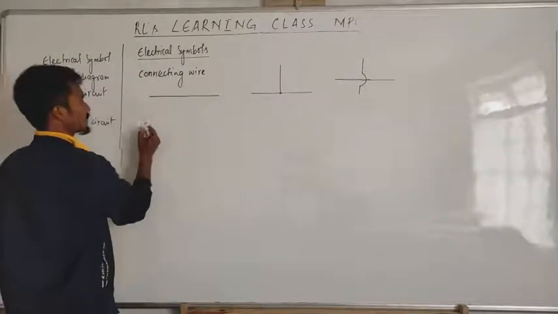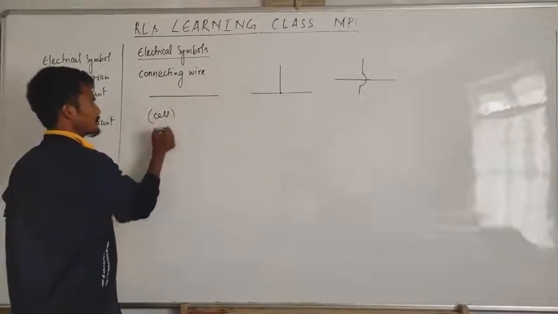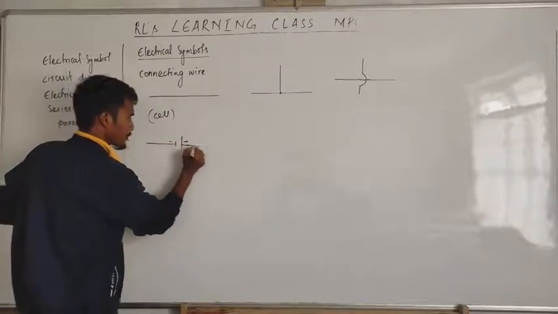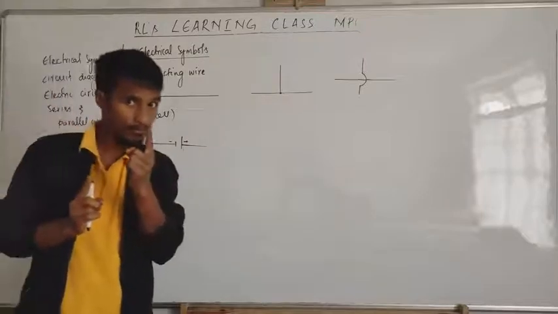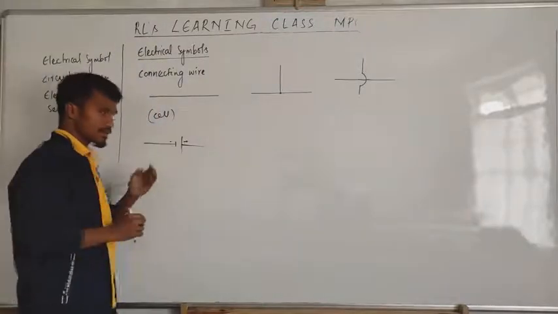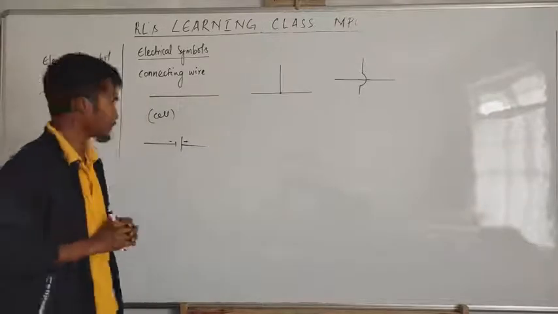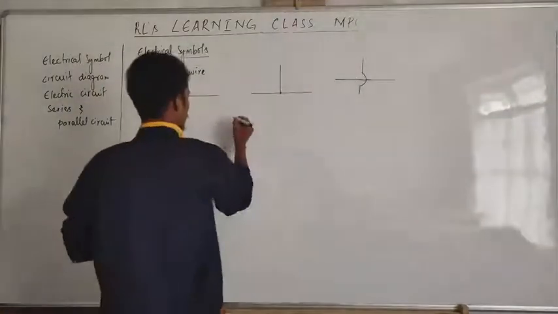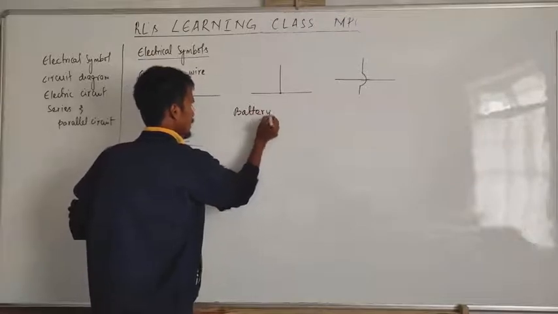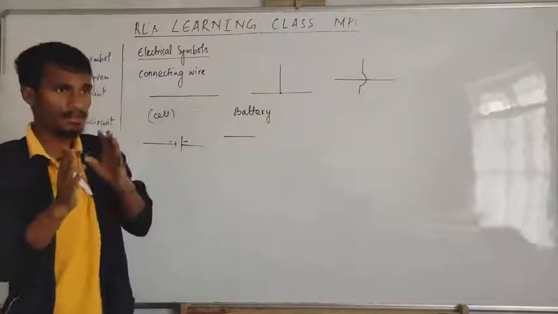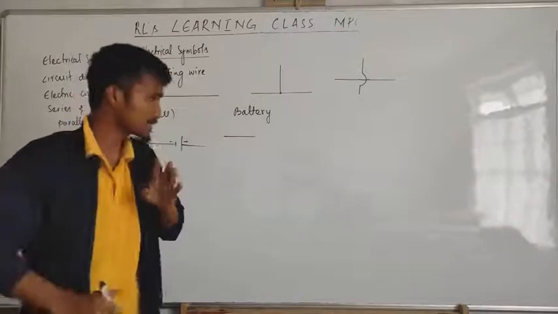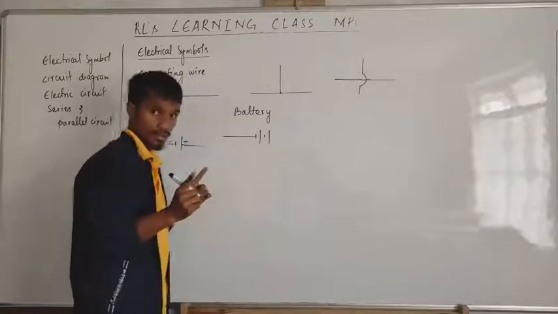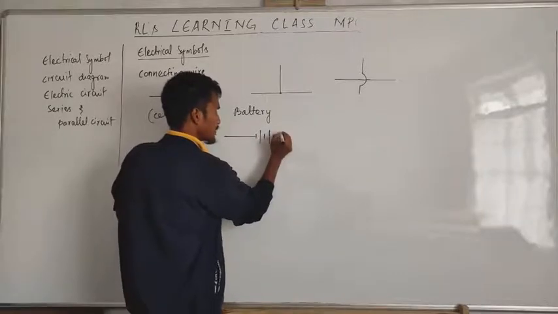Now let's draw the symbol for a cell. We'll draw it like this. This means only one cell. This is minus, the negative terminal, which has a lower potential, and this is the positive terminal, which has a higher potential. Now what about a battery? For the symbol for a battery, for example, I will join three cells. This is one cell, this is two cells, and this is three cells.